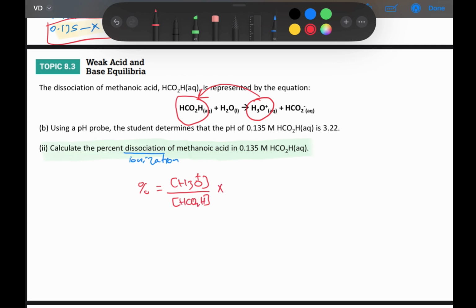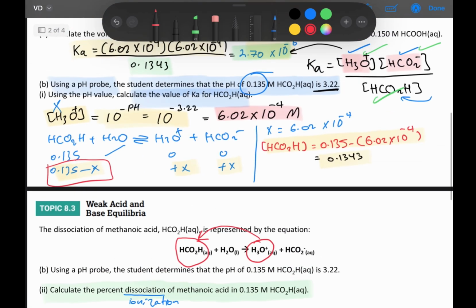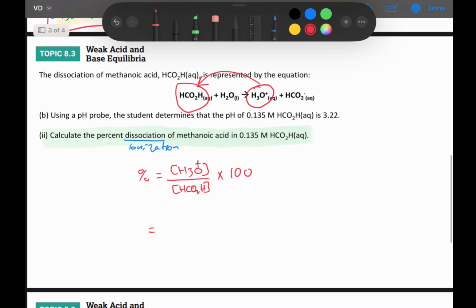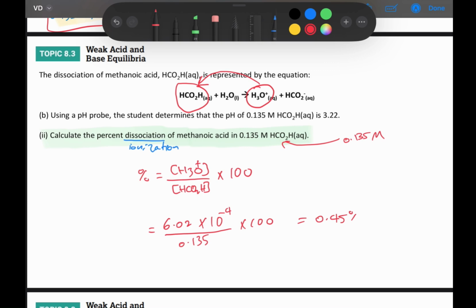So for the concentration of H3O+, from the previous example we can see it's 6.02 multiplied by 10 to the power negative 4, over the initial concentration of methanoic acid, which is 0.135 molar. So you divide by this number, and then multiply it by 100. If you do that in your calculator, you will end up with 0.45%. This small value tells you that this acid is barely dissociating in water.